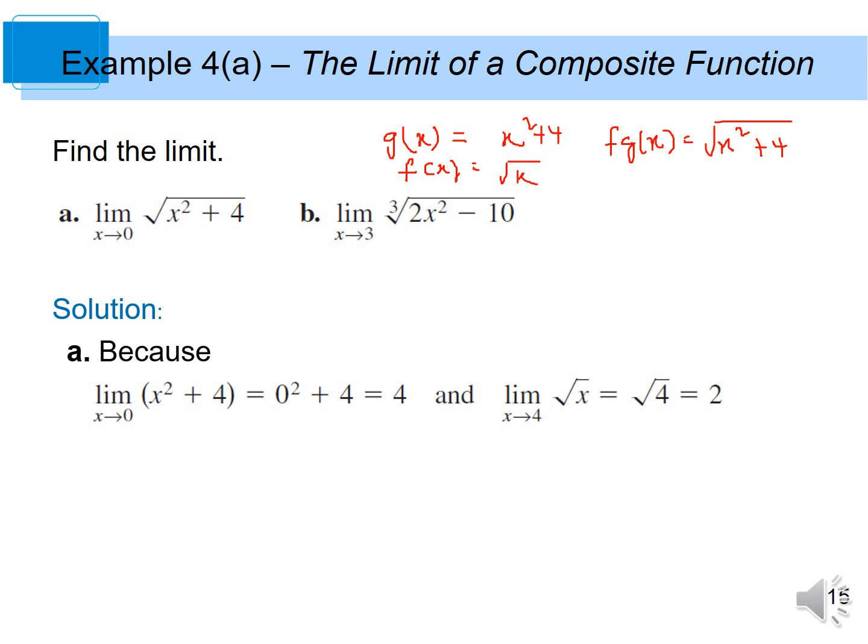And we take the limit of the outer function, limit radical x when x tends to 4. The 4 is from the limit of the inner function. The limit we got from the outer function is equal to 2. So you can conclude the limit of the function radical x squared plus 4 when x tends to 0 is equal to 2.